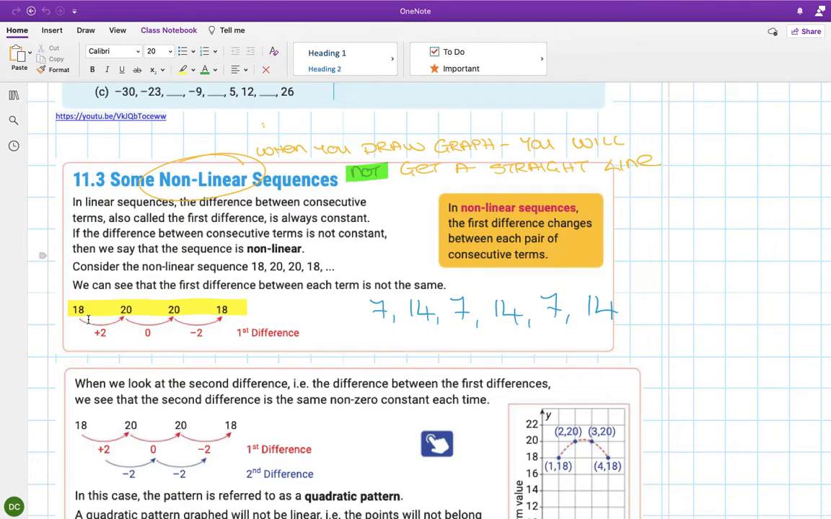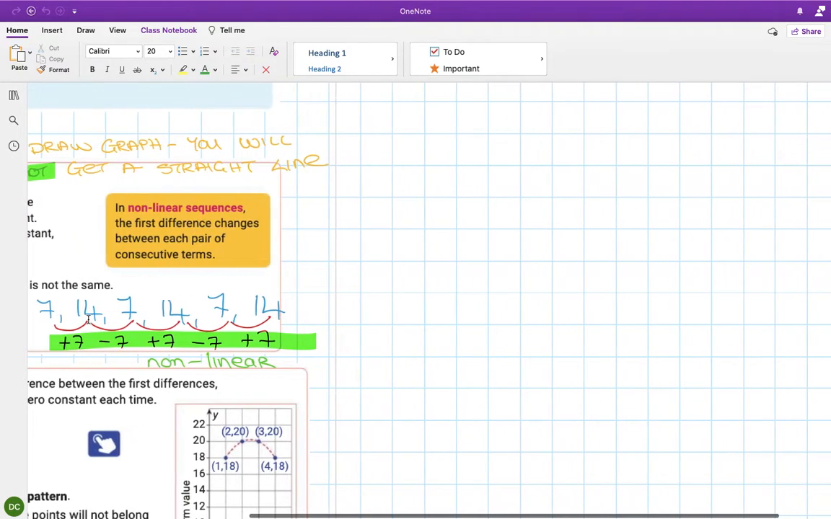But is it a linear pattern? Okay, and if we look at the common difference, that is +7, that is -7, that is +7, that is -7, that is +7. So these numbers are not the same. So that means that example would be non-linear. Okay? Now, there are some non-linear patterns that are special patterns themselves. Okay? I might just go off to the side actually to explain this.